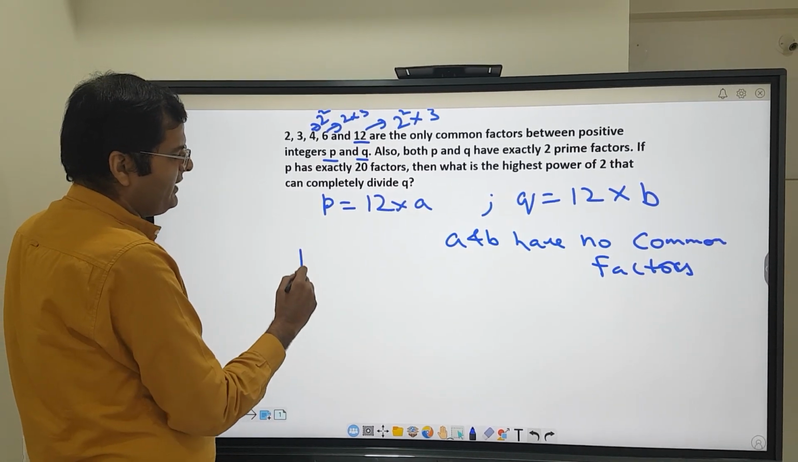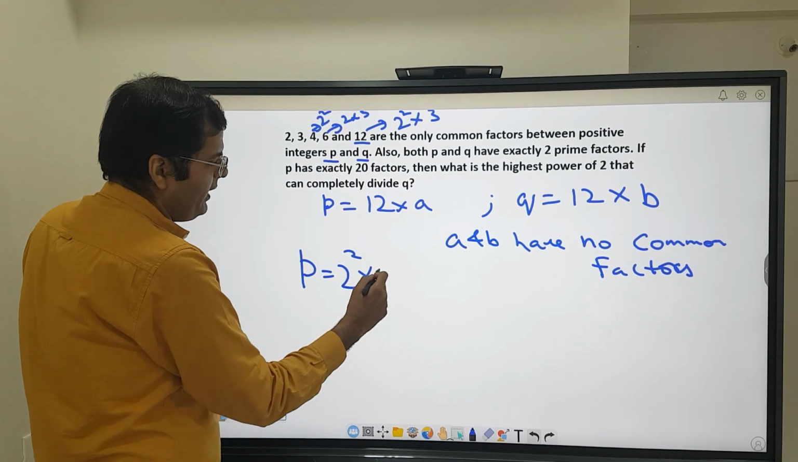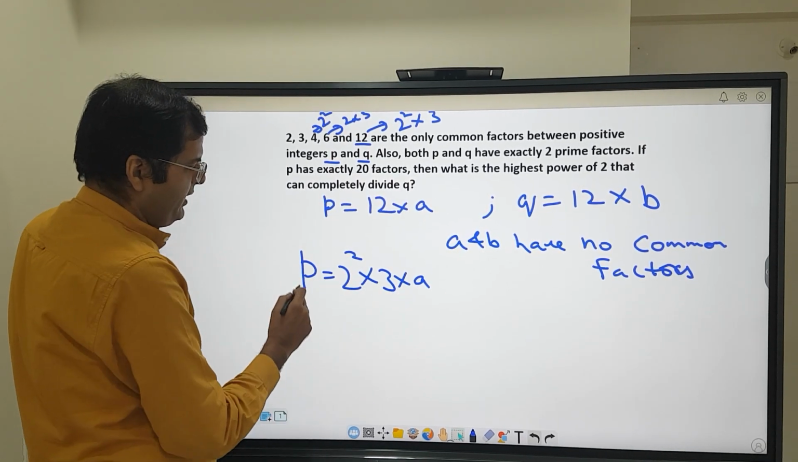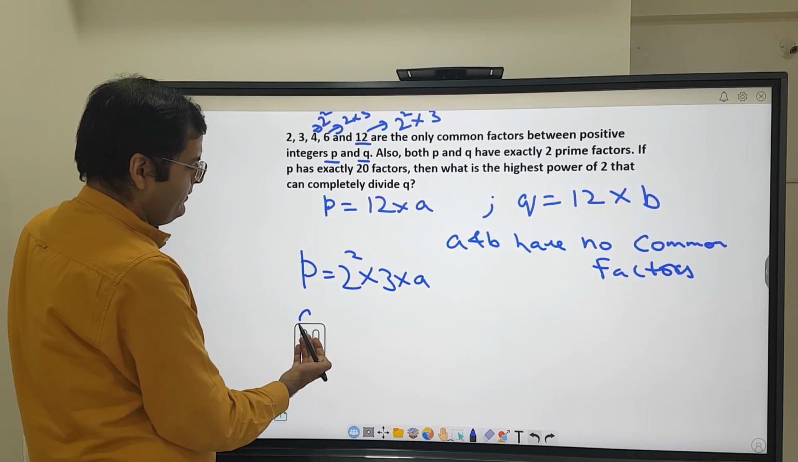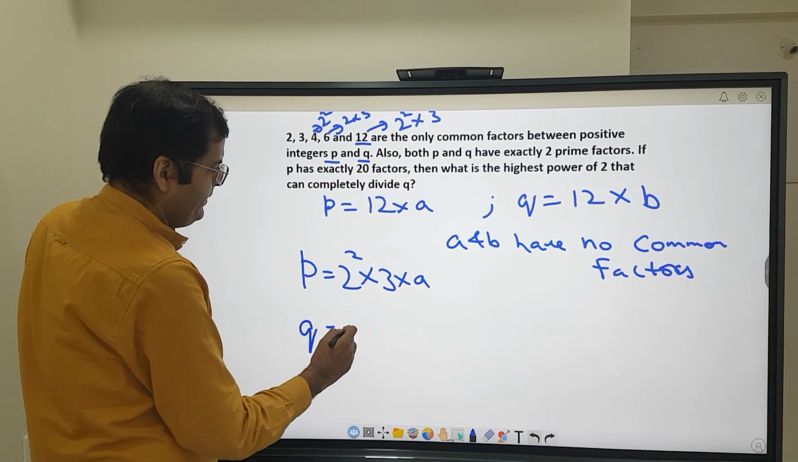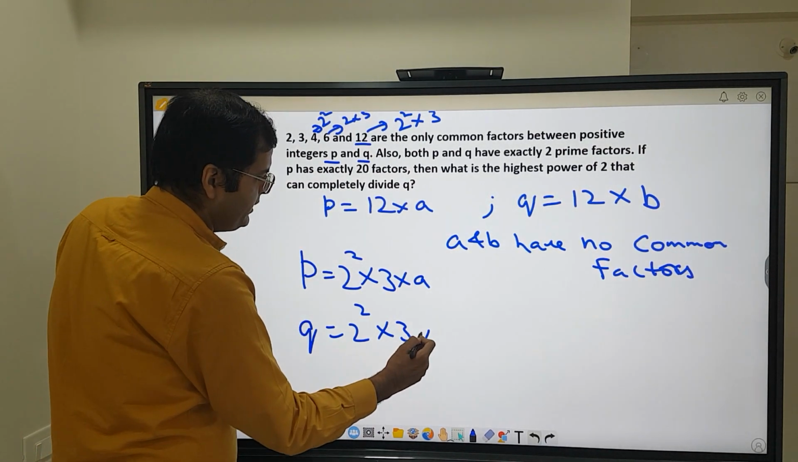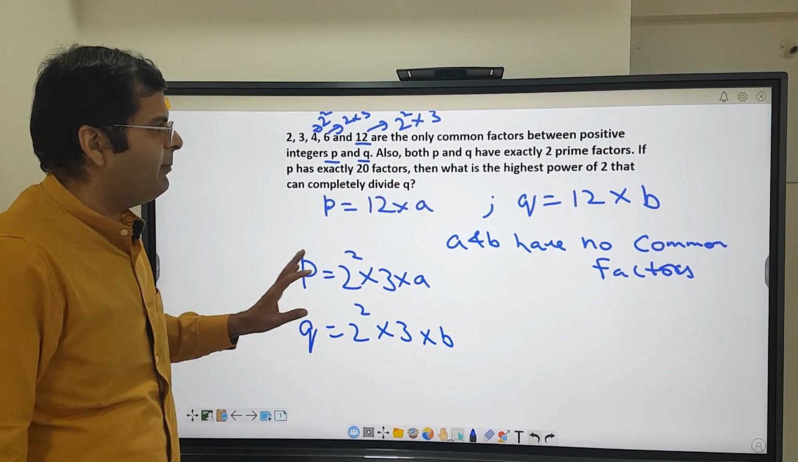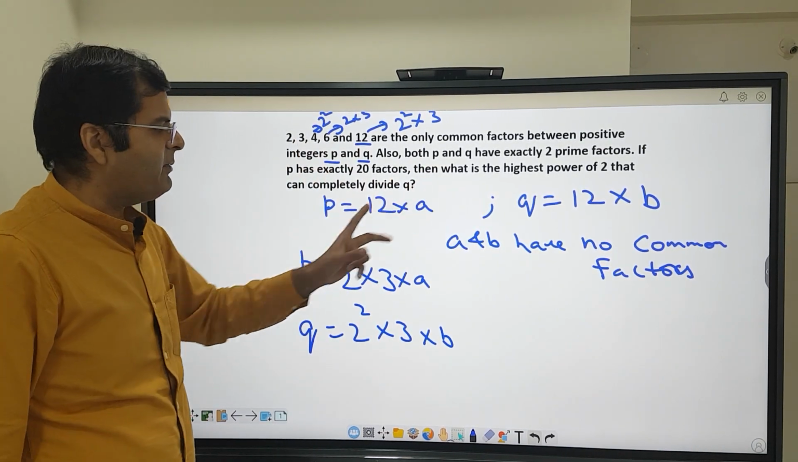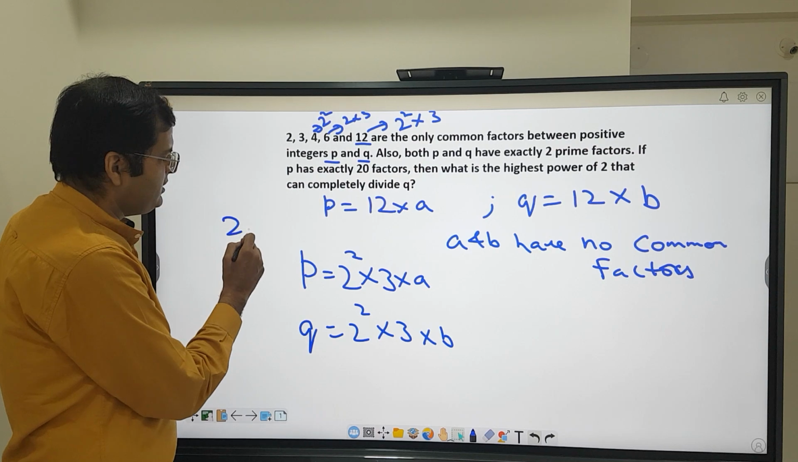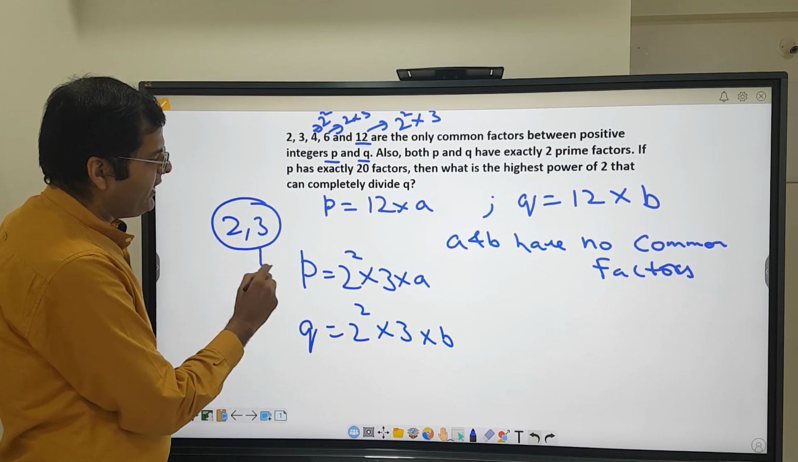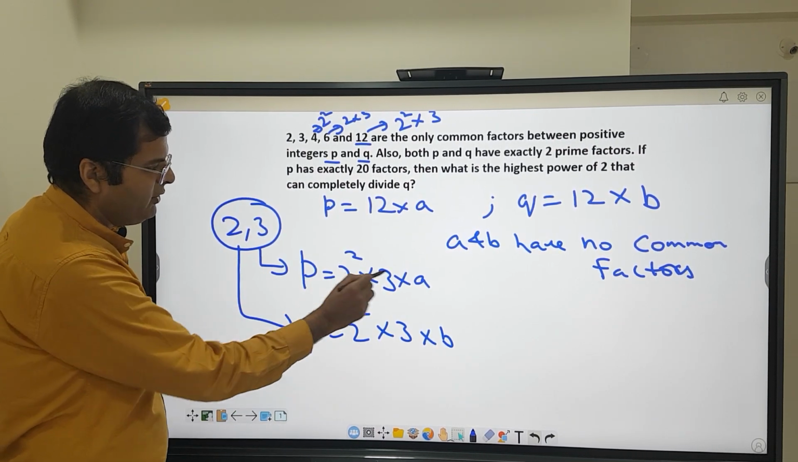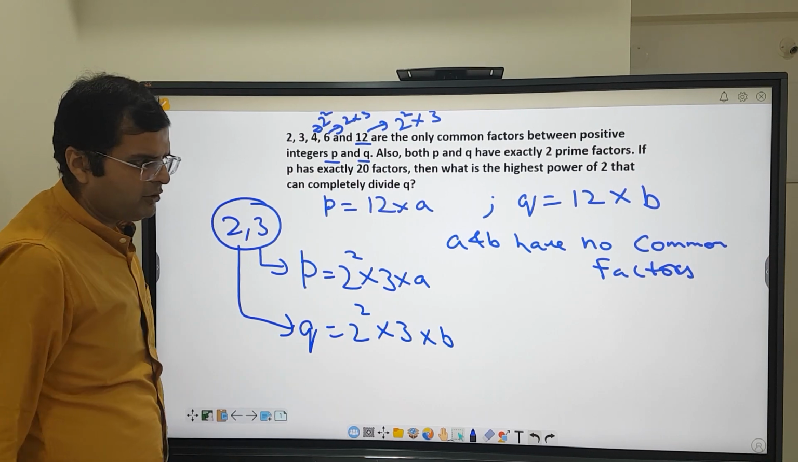Also, if I prime factorize 12, it is 2 squared into 3, and then a here, and q will be 2 squared into 3 into b. Now a and b have no common factors. Also p and q both have exactly 2 prime factors. So 2 and 3 are actually prime factors of both p and q. We already know that because it is there in 12 also.